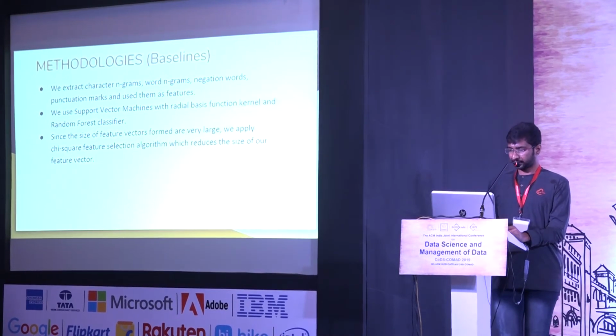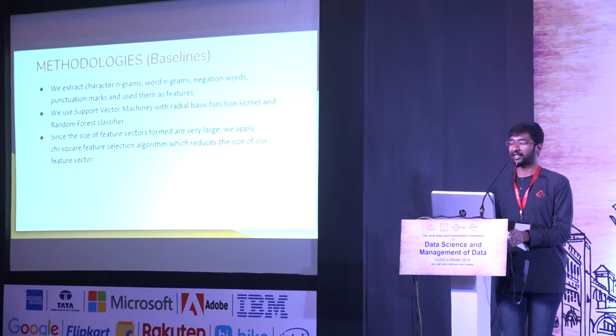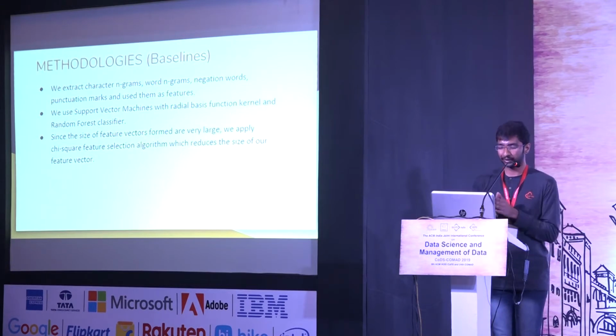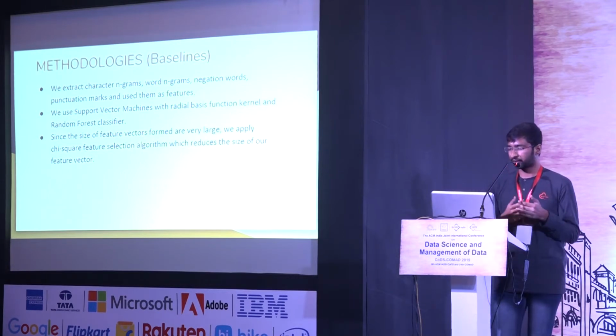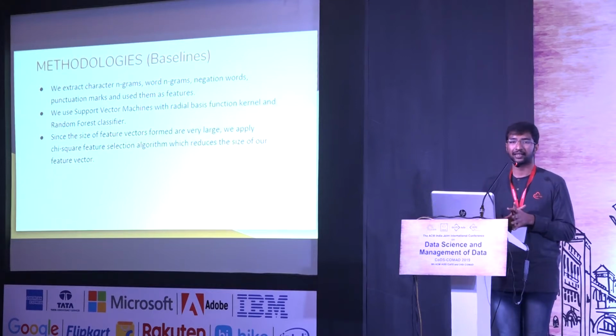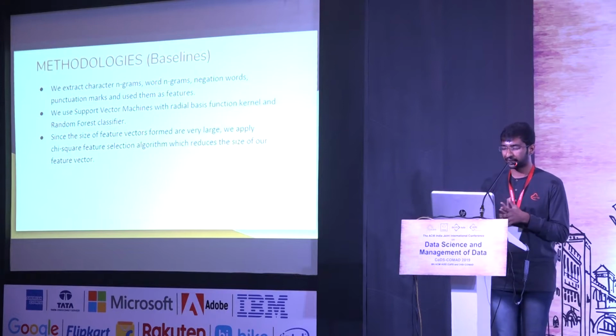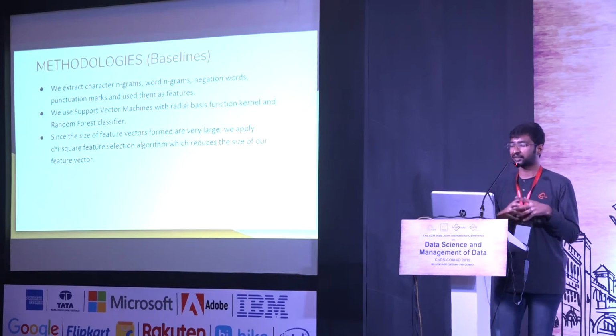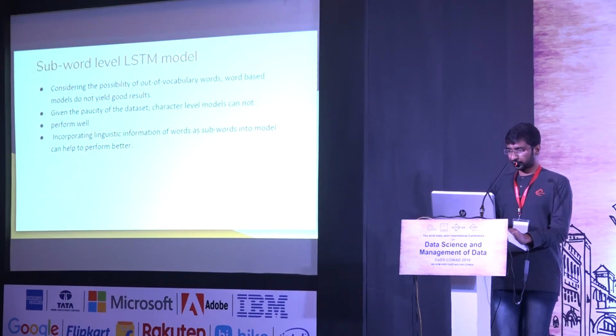For this, we have used a couple of baselines for our experiments. One, we extracted character n-grams, word n-grams, and punctuation marks as features. Then we used an SVM classifier and random forest. As the feature size might be very large for our data set, we used chi-square selection to select the best features.